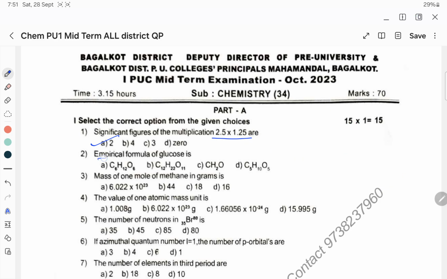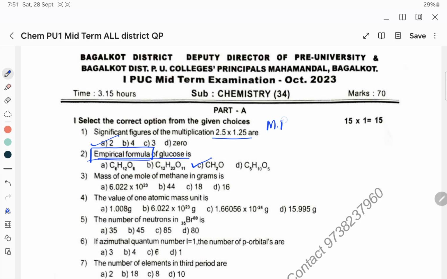The second question is: the empirical formula of glucose is. They have given 4 options. In that, option C is the correct answer, that is CH2O. How do we get the CH2O? First, read the question properly. They are not asking for the molecular formula, they are asking for the empirical formula.